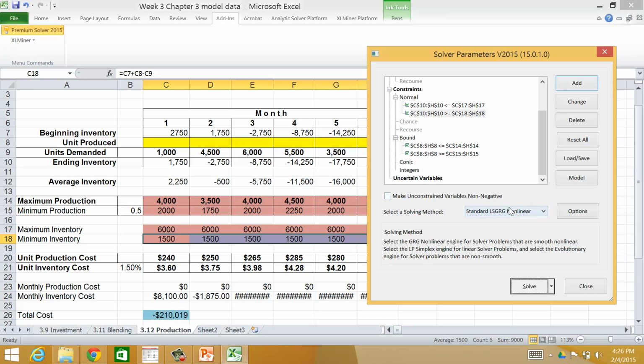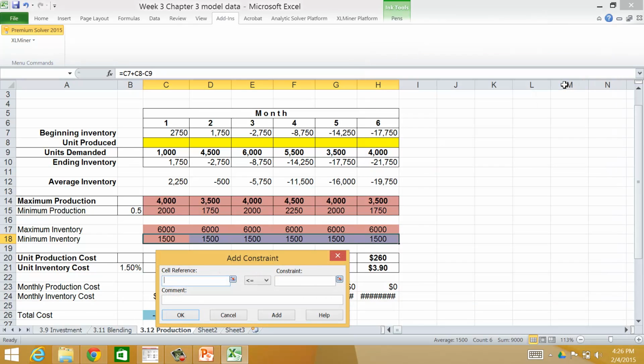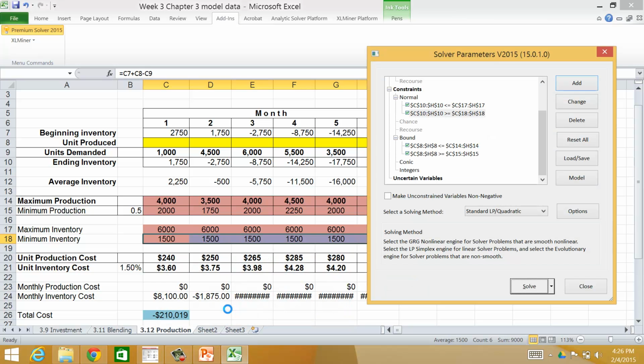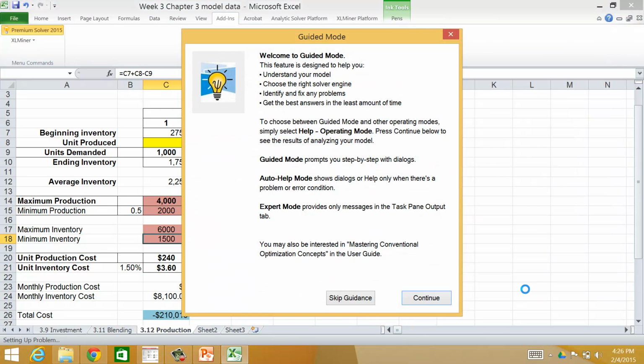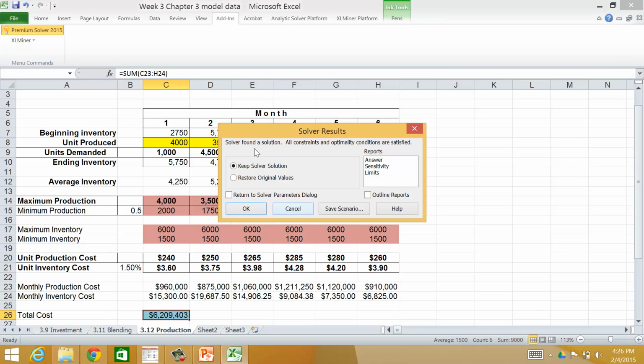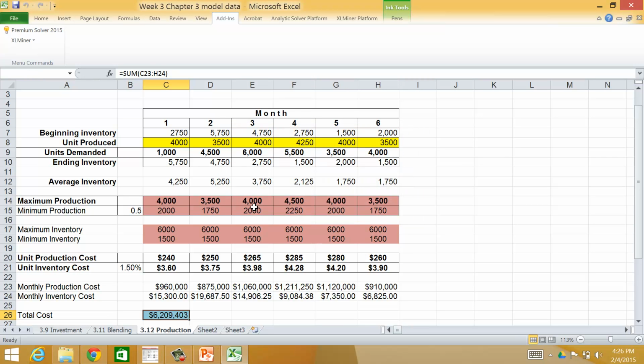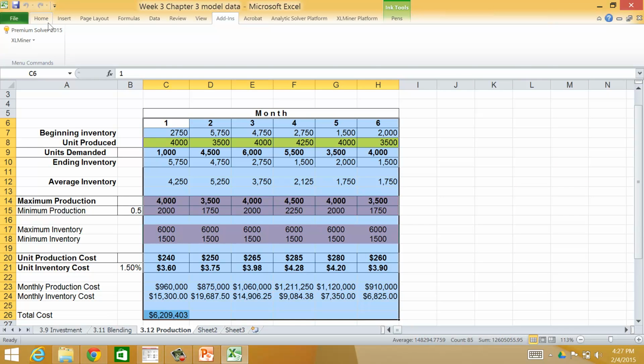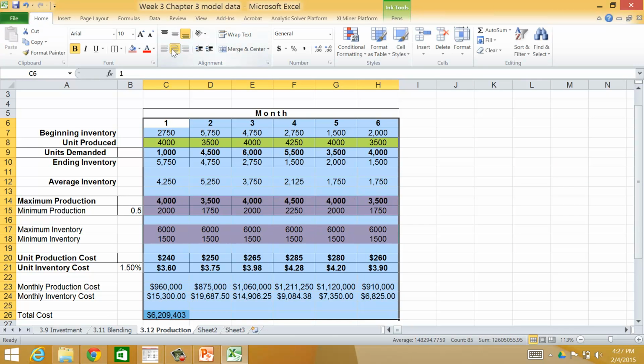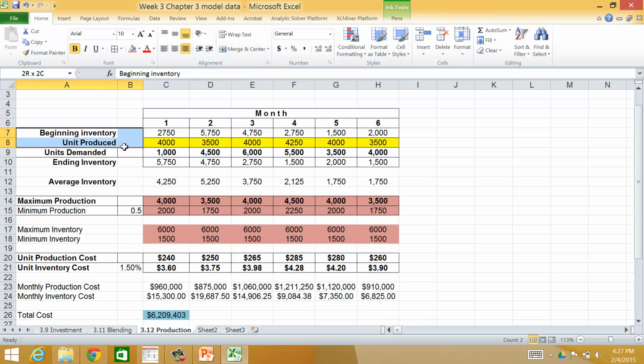Okay, then here, change it to the LP algorithm. Oh, I clicked the wrong button. Cancel. And solve. Okay, so we find the solution. All constraints and optimality conditions are satisfied. Okay, and we find it. I'm just going to add all of them. Okay, then you can do the cosmetic work yourself.